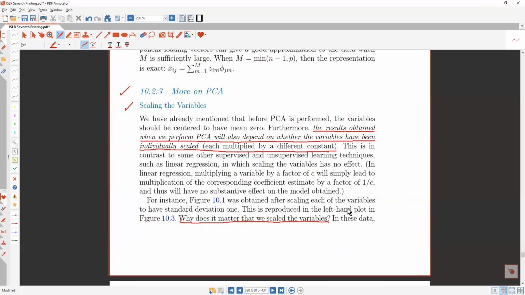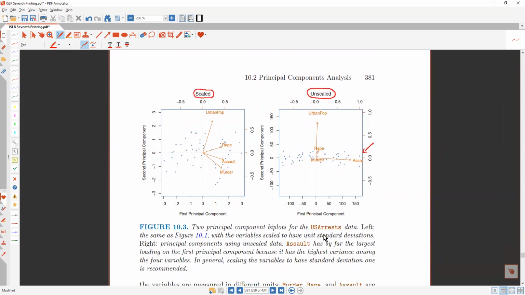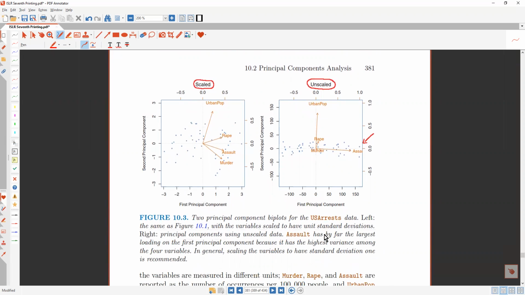The scaling of variables actually is very, very important. So we want to heed this idea here that the results obtained when we perform PCA will depend on whether the variables have been individually scaled, such as producing z-scores. The classic case is you have the raw data and you have the scaled data, like standardized data. Does it matter that we scale the variables? Yes, it does. It's a really illustrative demonstration of how it can really matter.